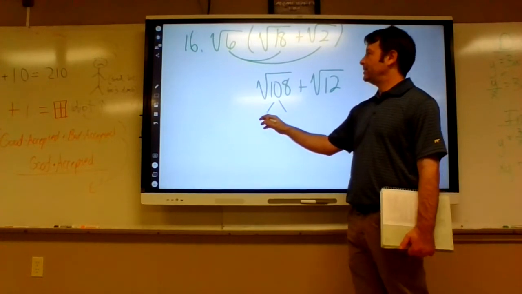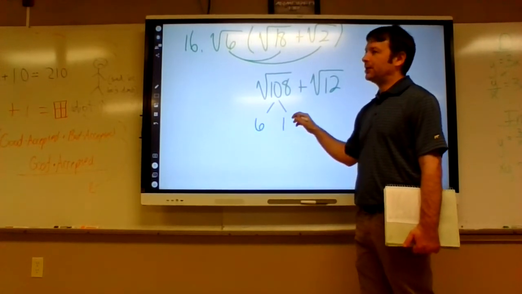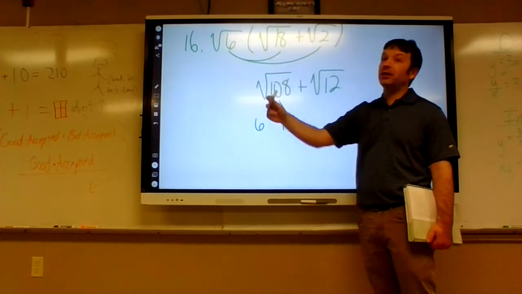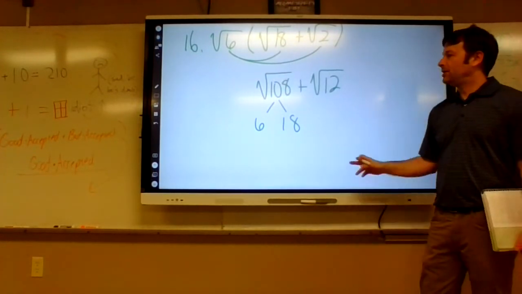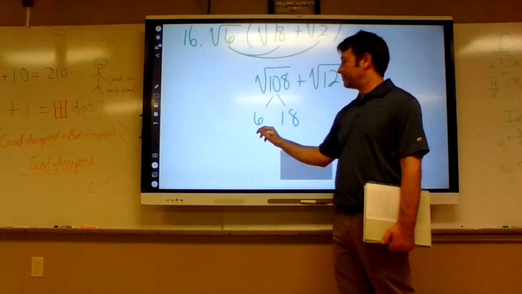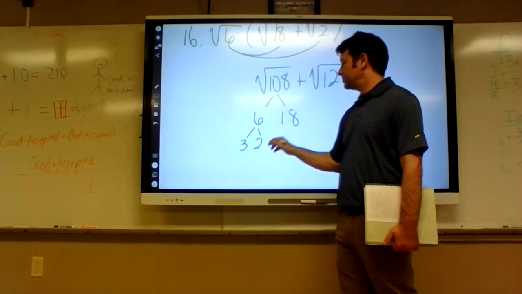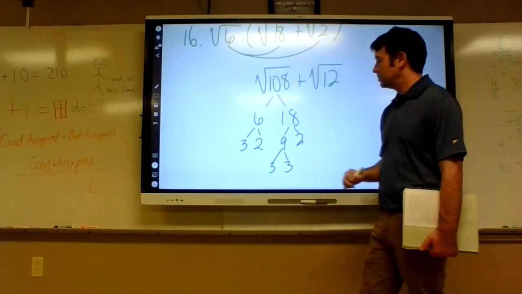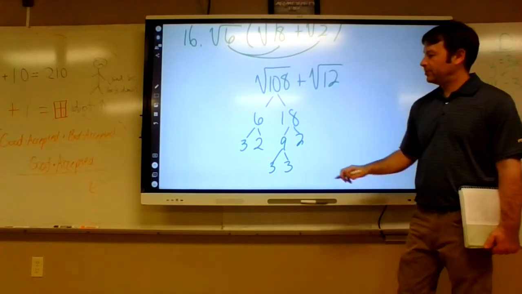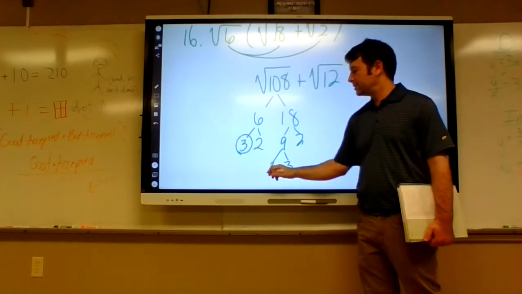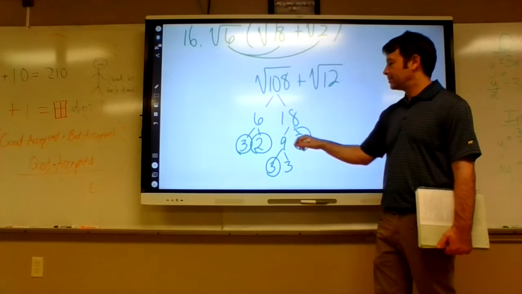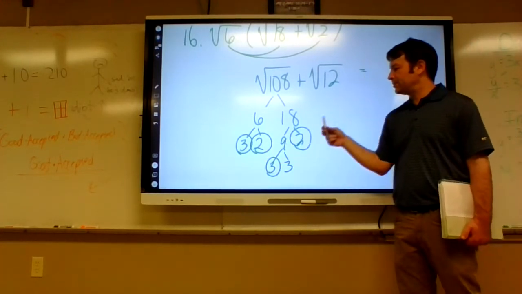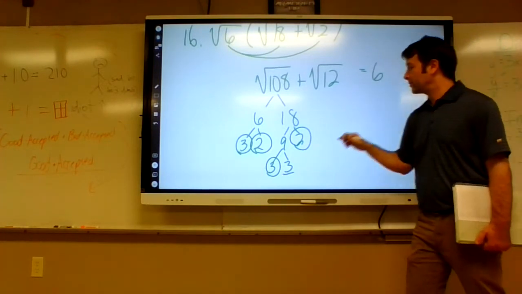Okay, I know 108 is 6 times 18. You guys know how I knew that? I thought, what about 9 and 12? Because it's right there. You can do 9 and 12 too. It works out all the same. So, 6 is 3 and 2. 18 is 9 and 2. What is this going to simplify to? 6. Right. 3 times 2 is 6, and the leftover 3.